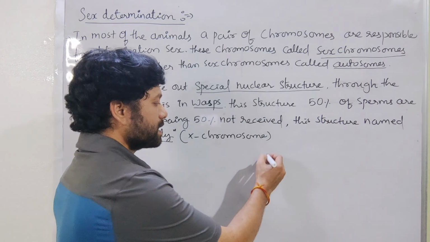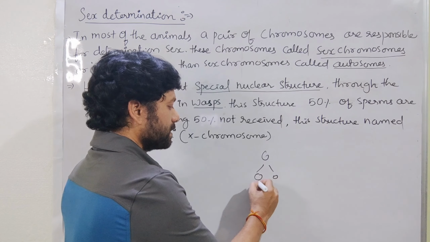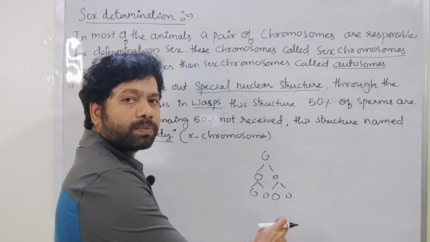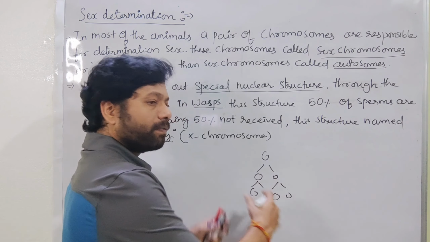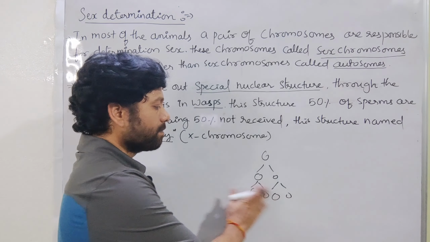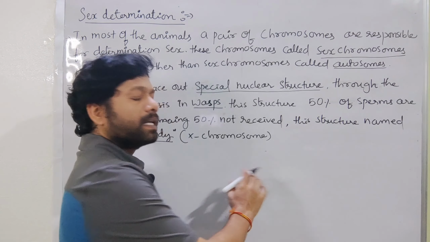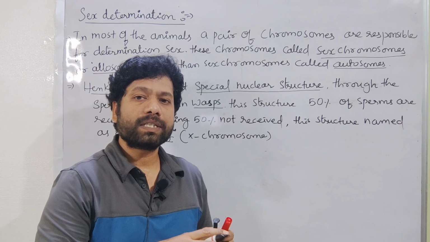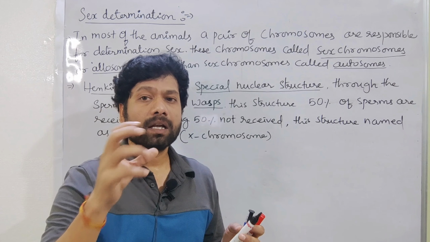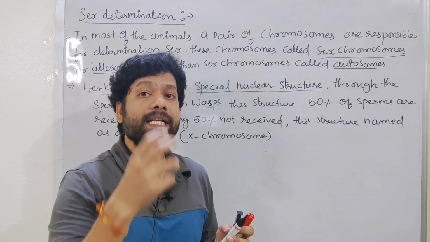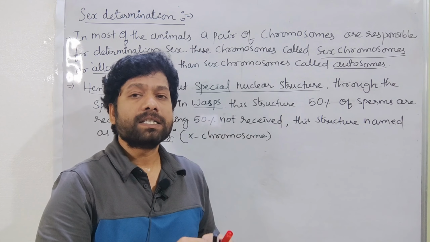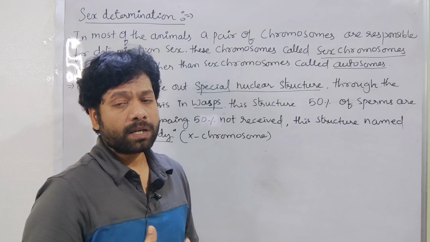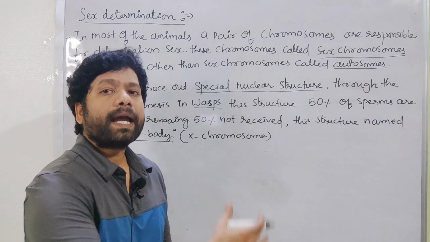For example, the division is like this. The components are equally distributed, so 50% of the cells received it and 50% did not. That is the X body. Like an unknown person we consider as X person, X1, here also it is named as X body. Nowadays it is called X chromosome.